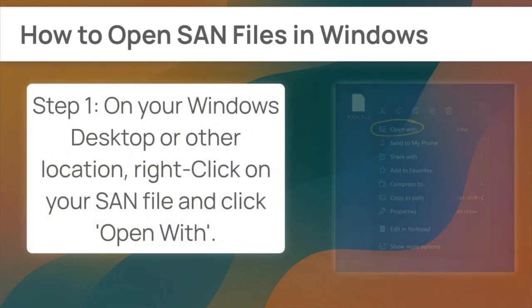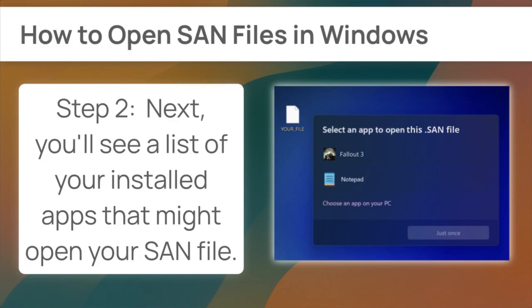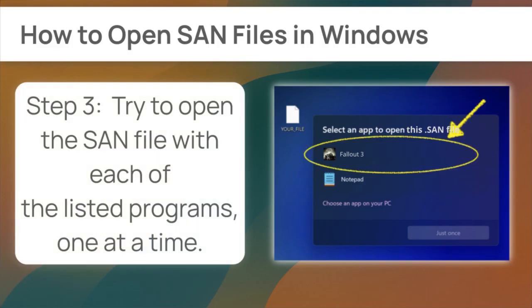To circumvent the initial application error, right-click the SAN file and choose Open With. Prioritize Fallout 3 if available. If absent, choose another application. We are looking for a successful file association.